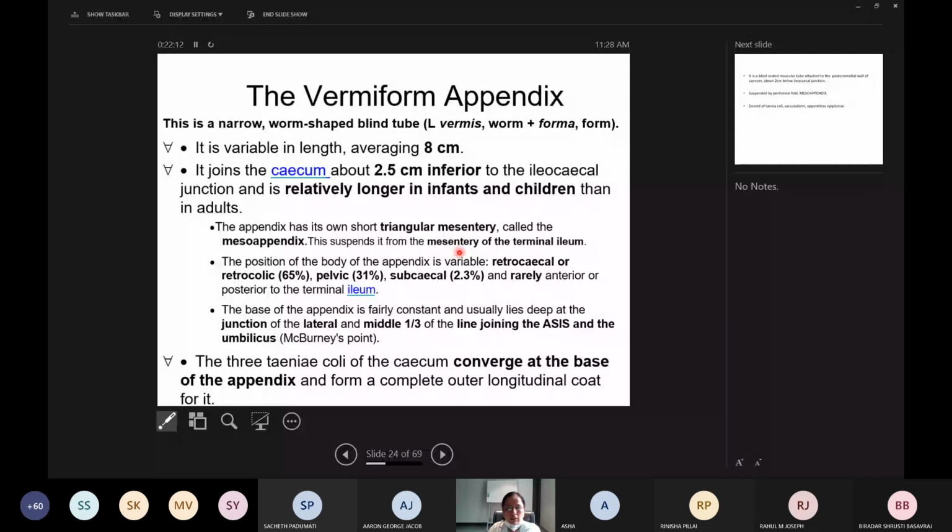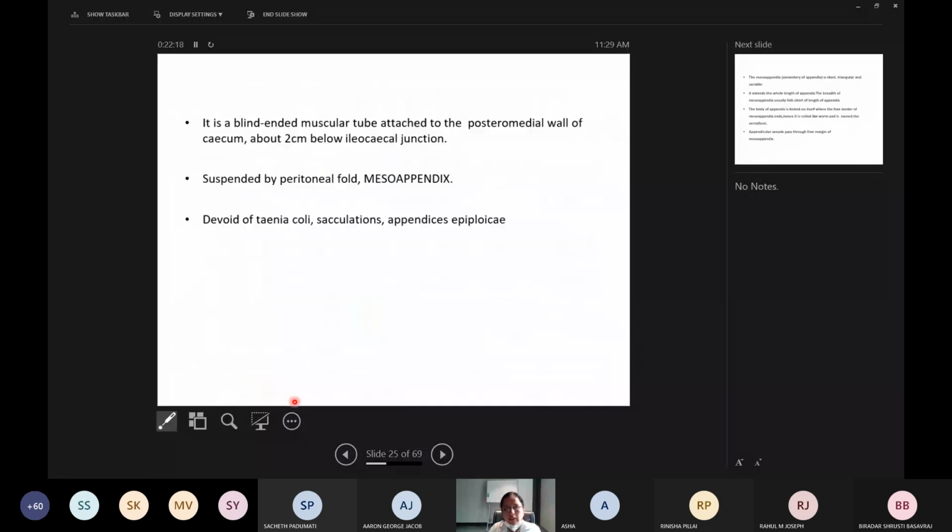Here, as we have already told, all the taenia coli of the cecum converge at the base of the appendix.